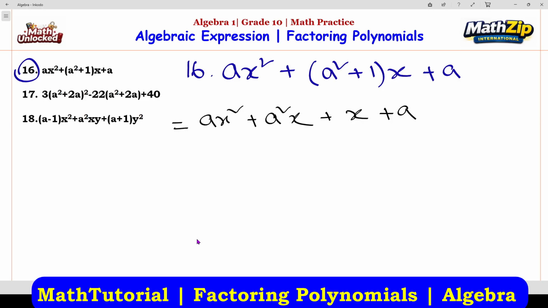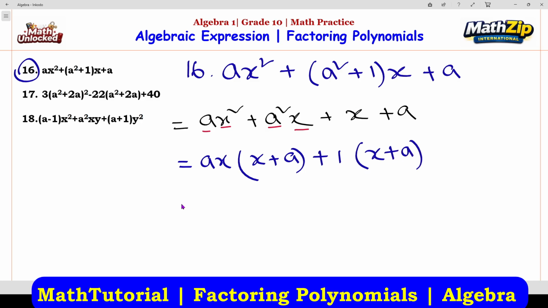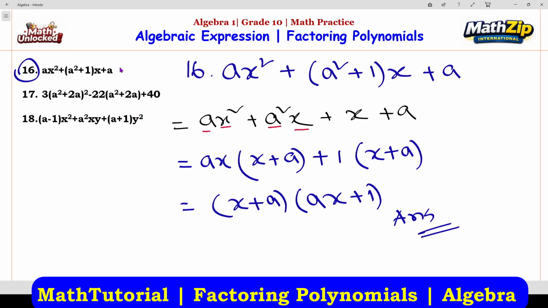Now look, it's an interesting thing. Here is a, here is x², here is x², and here is x. Now we can take common ax, right? So we will get ax times x plus a. Same thing, once we take common 1, we will get x plus a. Finally, we can take common x plus a. Here is ax plus 1. This is our answer. Question 16 done.